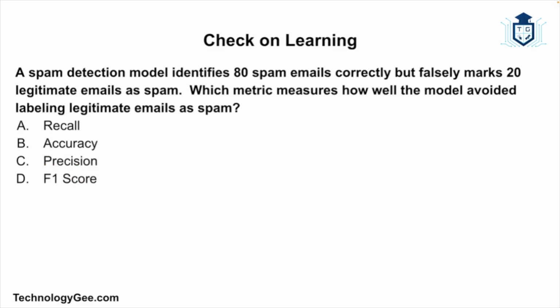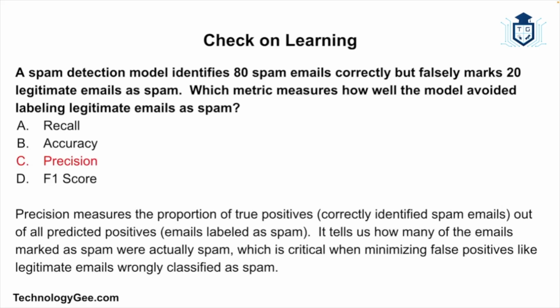Next question. A spam detection model identifies 80 spam emails correctly, but falsely marks 20 legitimate emails as spam. Which metric measures how well the model avoided labeling legitimate emails as spam? Would this be recall, accuracy, precision, or the F1 score? And the correct answer is this would be precision.